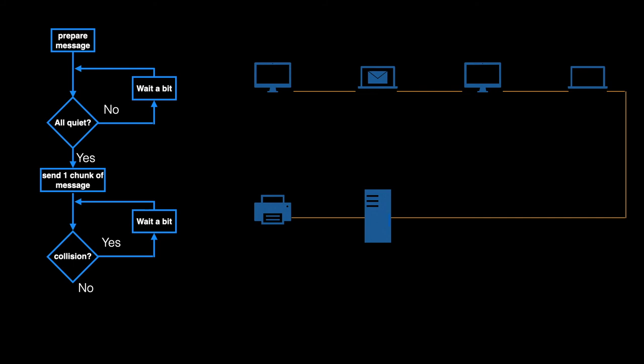If there's a collision, then it will hang off for a moment and wait for a quiet time and then send the next chunk. This process is what's called the link layer of networks. And again, you might want to pause the video to have a look at that flowchart, or maybe reverse the video so that you can go through that once more.